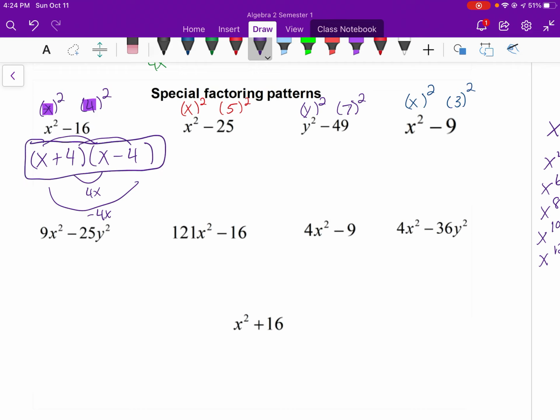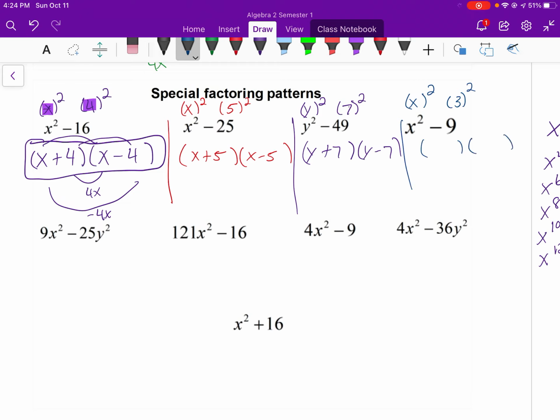So the big part about this is to just basically notice the perfect squares. And once you do that, it's going to be pretty easy. Because then it's x plus 5, x minus 5. If we go to the next one, it's y and 7, so y plus 7, y minus 7. Hopefully you are seeing the pattern here. So here, x plus 3, x minus 3. Now these next ones are a little more difficult, still the same idea though.